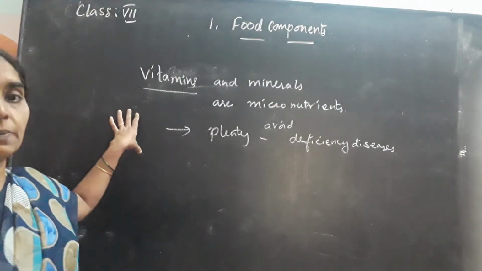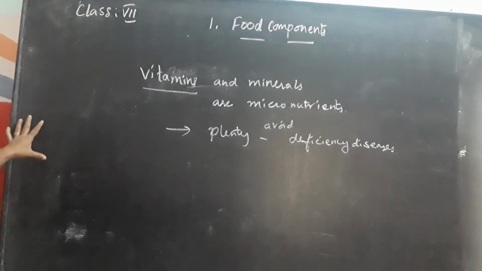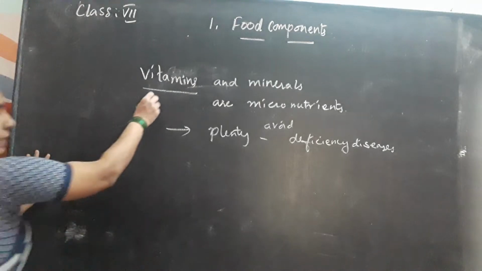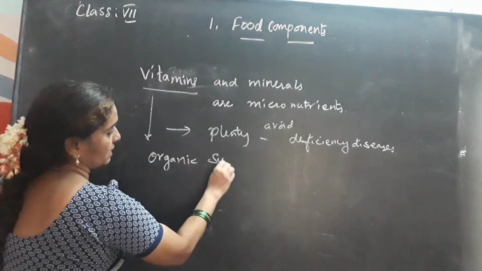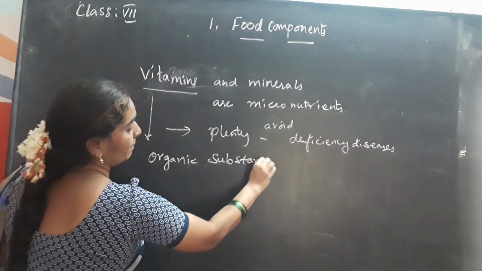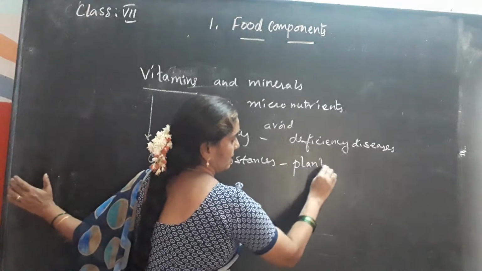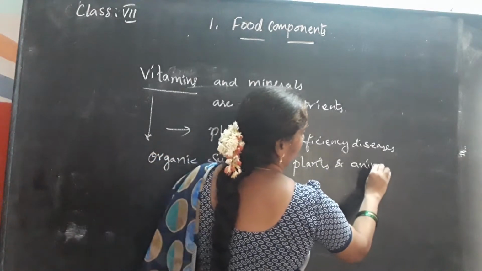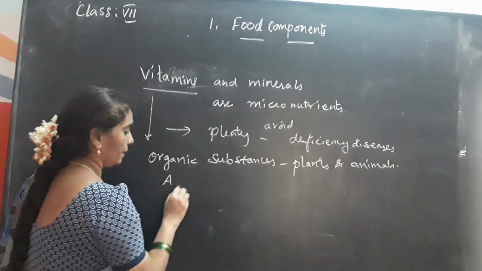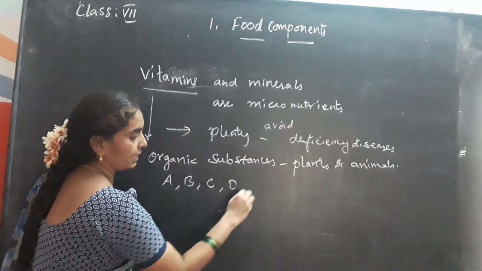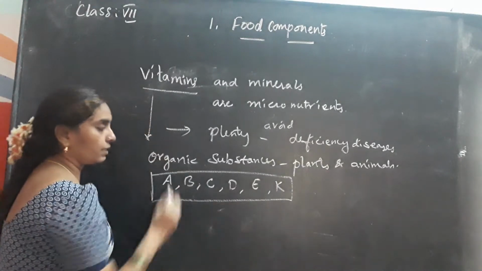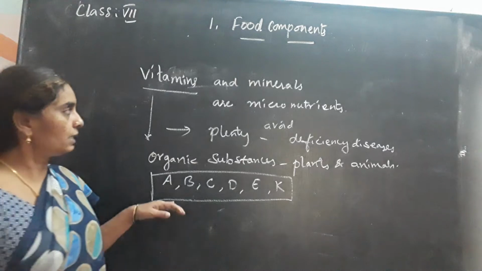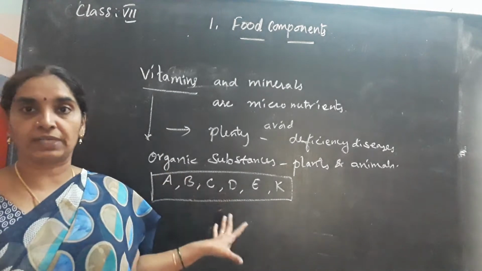Okay children, what are the functions of vitamins? Vitamins are organic substances. They are made by plants and animals. We get them from both plants and animals. You know vitamin A, B, C, D, E and K. These are the vitamins that we take through food. Is it clear children? Through food we take all these vitamins.